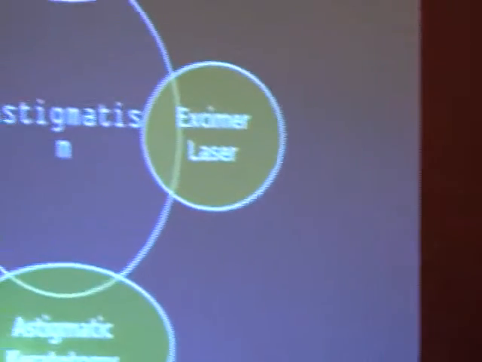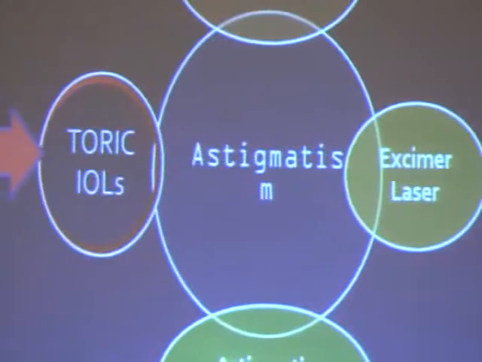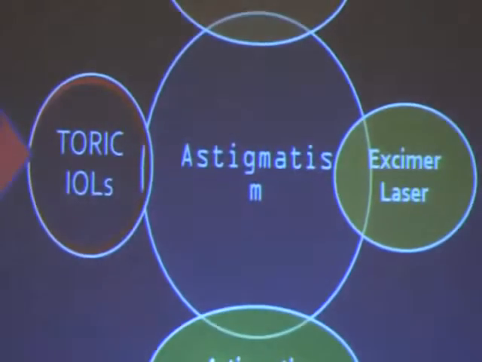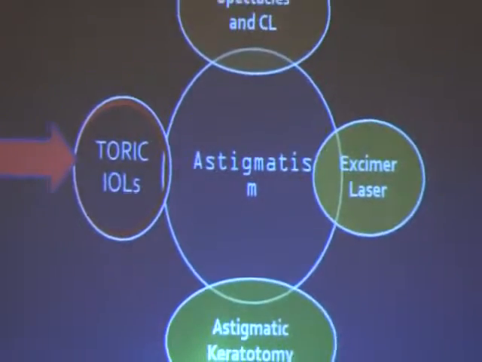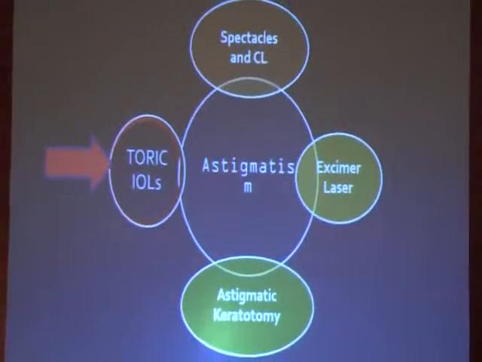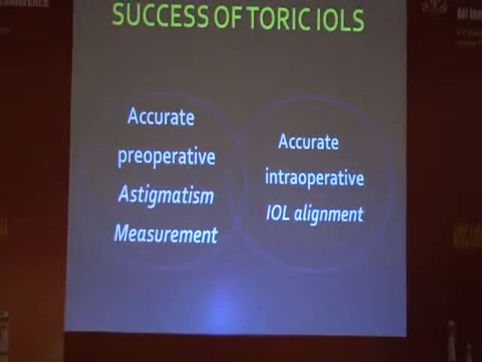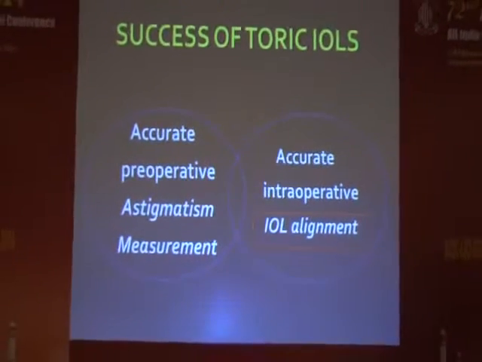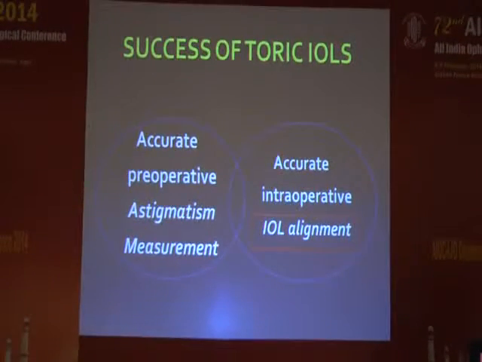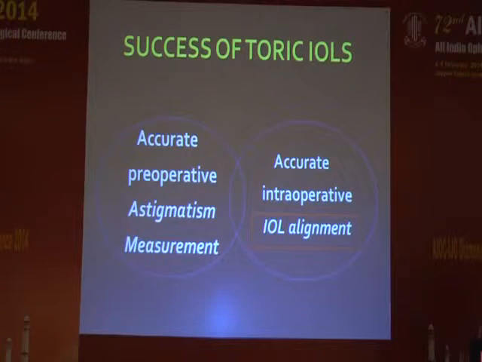We all know that toric IOLs have emerged as a very safe and predictive alternative in treating pre-existing astigmatism along with cataract, thus providing optimum uncorrected visual acuity to our patients. But the success of toric IOL depends not only on accurate pre-op astigmatism measurement, but also on accurate IOL alignment. So IOL alignment is extremely crucial.